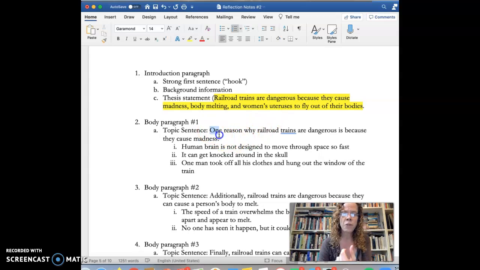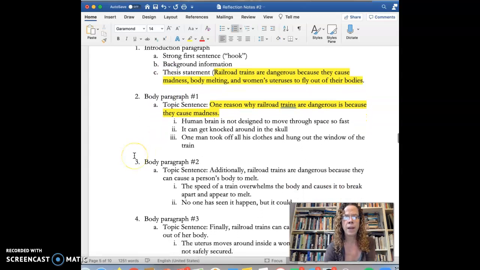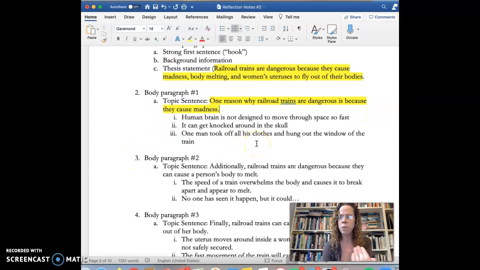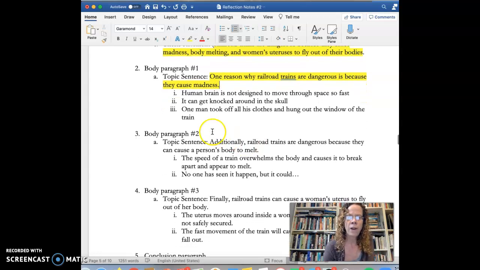Here's a sample sentence for my first body paragraph. One reason why railroad trains are dangerous is because they cause madness. So notice how organized I'm being. My first body paragraph deals with my first reason in my thesis. Okay? The human brain is not designed to move through space so fast. It can get knocked around in the skull. And in fact, one man took off all his clothing and hung out of the window of the train, stark naked.